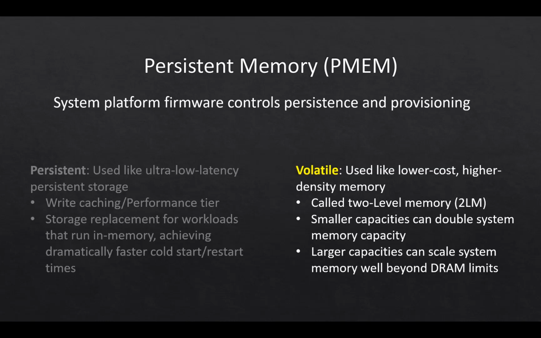You can also use it as volatile, basically as if it was memory, sometimes called two-level memory. It has smaller capacities that can double the system memory capacity. We've got 512 gig persistent memory slots, and it's high capacity, lower cost memory in essence. So you can have larger capacities that can scale system memory well beyond what DRAM can do.